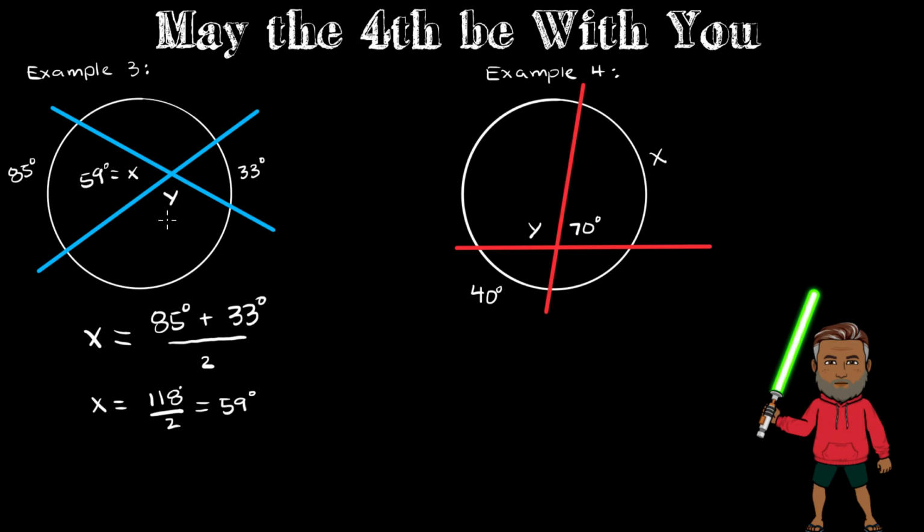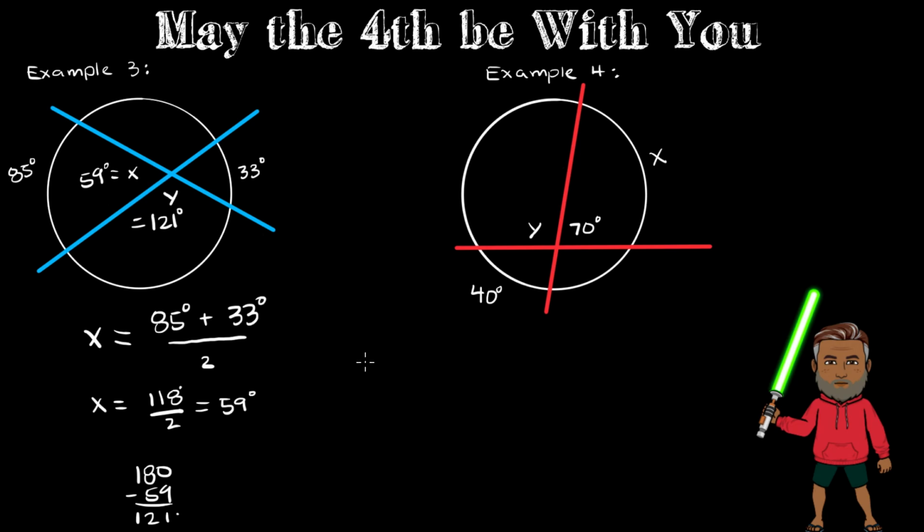Now solving y should be straightforward. It's an example from chapter 1. This right here is a linear pair, which means that they need to add up to 180. So I'm going to take the 59 away from 180, and this comes out to 121. So I now know that y is equal to 121 degrees. Now you'll notice we don't know the arcs that correspond to y, but we can tell you what the angle is. All right, example number 4.